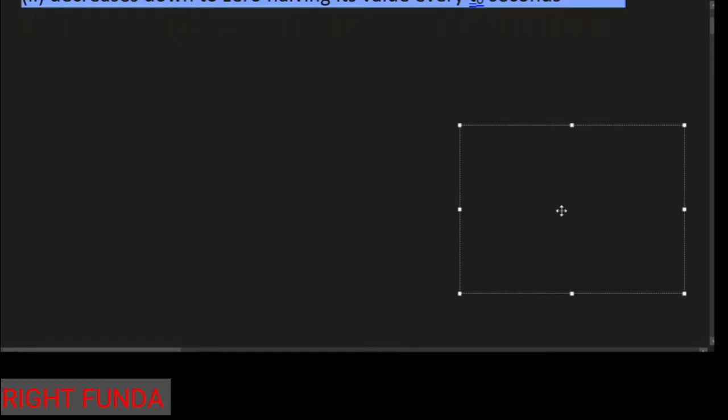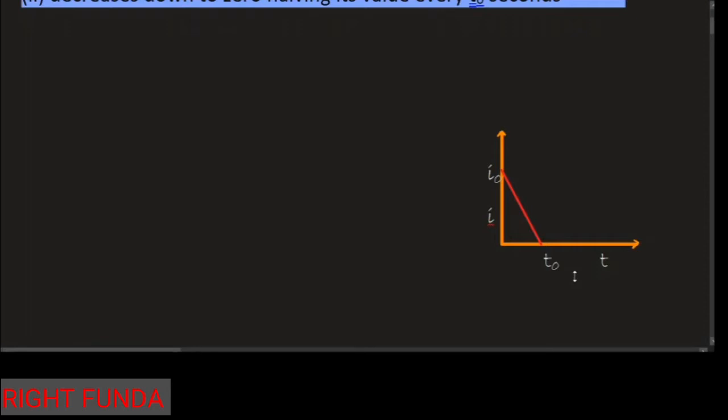The question is saying that the current was initially some value, and the current decreases to 0 uniformly in a time interval of T0. Here on the x-axis I have taken time, and on the y-axis the current. The initial current was I0 and it becomes 0 in the interval T0, and we need to calculate how much heat flows.